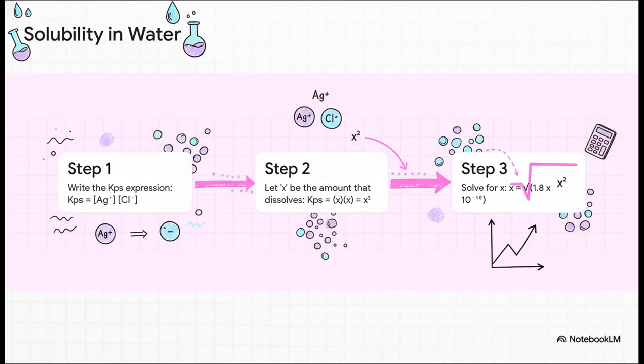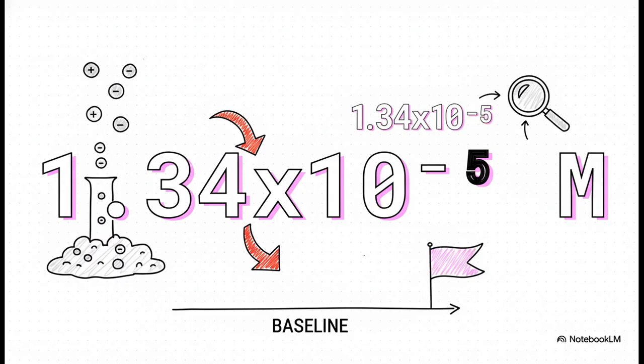As you see in step 1, it's just the concentration of the silver ions times the concentration of the chloride ions. Now, since every one AgCl molecule gives us one of each ion, their concentrations have to be equal. We'll just call that unknown amount x. This makes our math way easier. KSP equals x squared. All that's left is to plug in the known KSP value for AgCl and solve for x. And there's our number, 1.34 times 10 to the minus 5 molar.